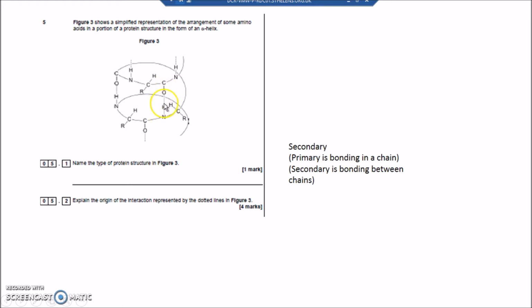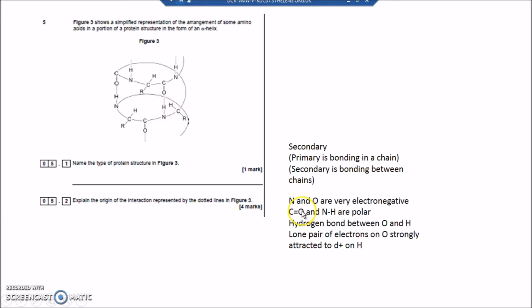Then you've got an N bonded to an H, so you've got hydrogen bonding. If you've got an H bonding to an N, an F or an O, then you've got hydrogen bonding. And probably finally that you've got a lone pair of electrons on the O here which is attracted to the delta plus for the fourth mark. A tricky question this. N and O are electronegative, so they get a slight delta minus. It creates polar bonds. Delta plus and delta minus is between the C and the O and the N and the H.